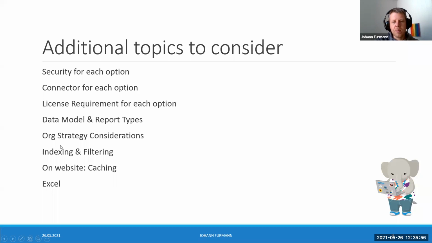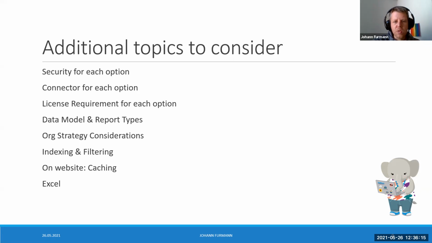On website, don't forget about the caching. We talked about it either in the ESB or in the Heroku. Make sure you understand, especially on standard Salesforce reports, indexing and filtering. Whatever you do, reporting has huge implications on your org strategy, or the other way around, org strategy has huge implications on your reporting.